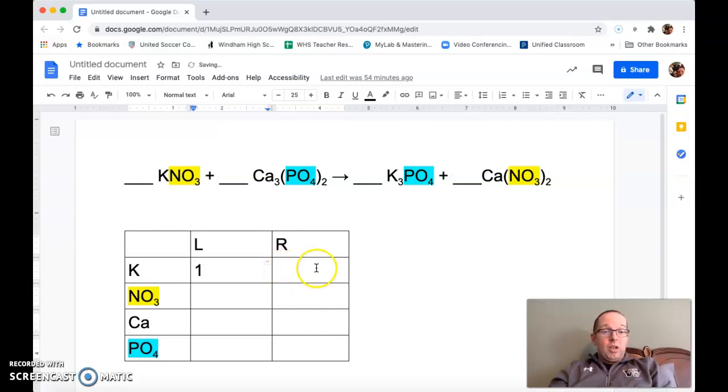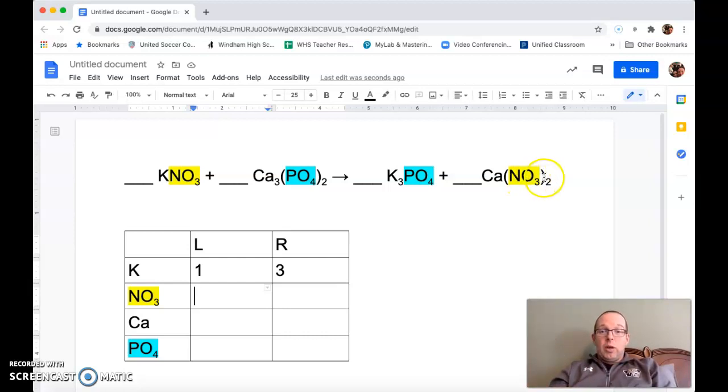And so we have one potassium atom on the left, and we see a subscript of 3 here on the right, so we know that there are 3 potassium atoms on the right. Now we're going to count the number of NO3s, the number of nitrate ions. You can see here that I've highlighted this nitrate ion in yellow to show that we always keep those together. The rules for polyatomic ions are that we must keep that formula intact.